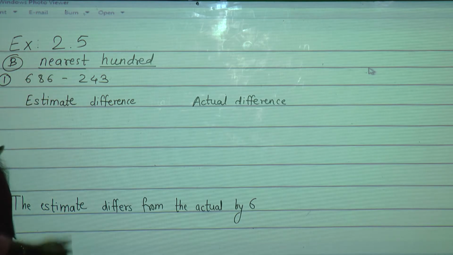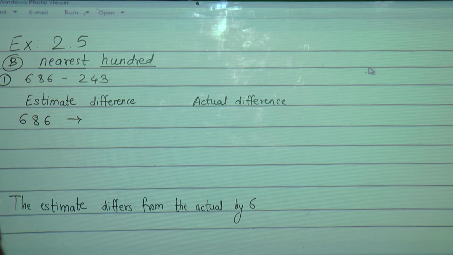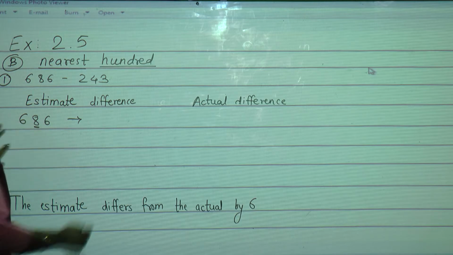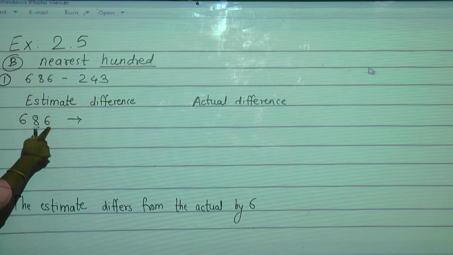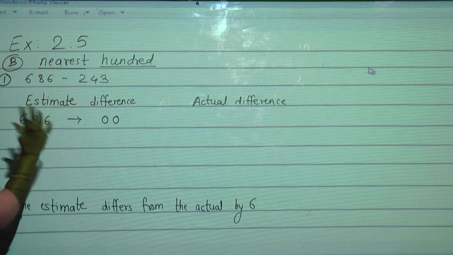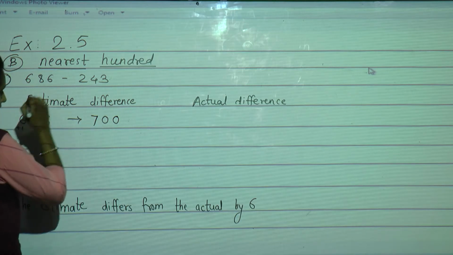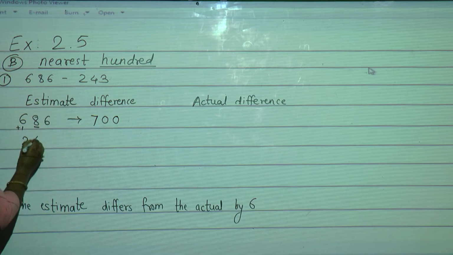Now nearest 100. First I will write the number here. Whenever we are rounding off to the nearest 100, we have to underline the tens place. So what is there on the tens place? 8 is there. If it is 5 or more than 5, place the 0 at ones place and tens place, and add 1 to the hundreds place. So 6 plus 1 is 7.